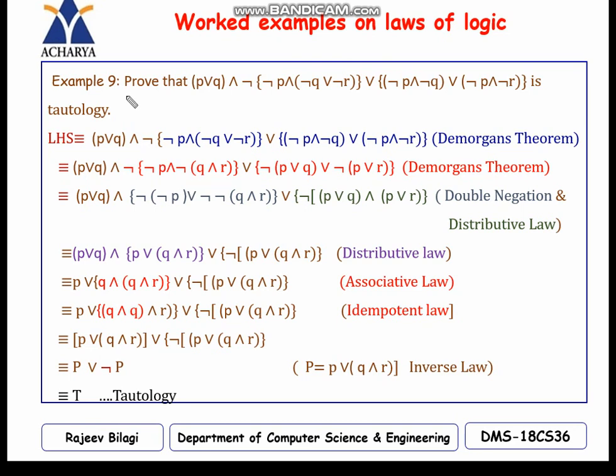To prove that a particular compound statement is a tautology, there are two ways. One way is to write down the truth table for the entire compound statement by taking three different variables, propositions P, Q, R, and the last column you should get as T. Another one is using laws of logic. You take this as LHS and RHS you should get after simplification as T.